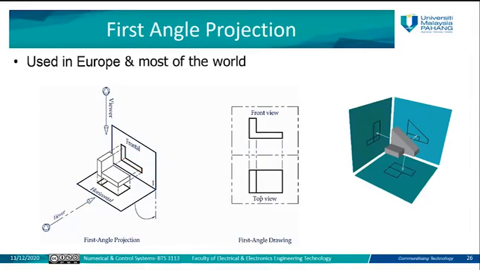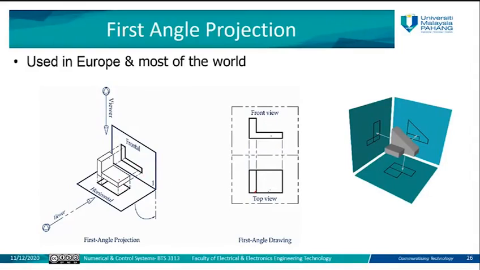Then the top view will be the same here. You are going to see a rectangle with another rectangle. This is one part, this is the other part. This is the place of the top view, and this is the place of the front view. That means the front view is here on the top, and the top view is there, based on which plane you are going to use.